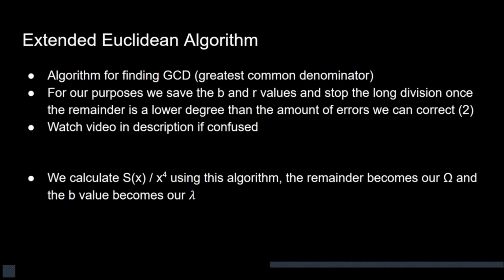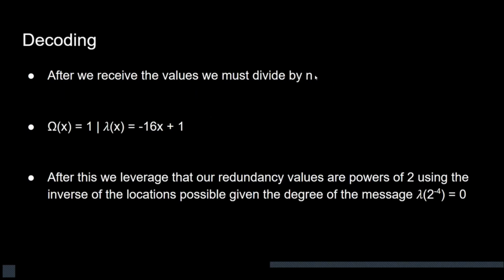This algorithm is used for finding greatest common divisors, and for our purpose, we will save the b and r values and stop the long division once the remainder is of lower degree than the number of errors that we can correct. We calculate syndrome divided by x to the 4th using this algorithm, and the remainder becomes our magnitude, and the b value becomes our locator. After decoding, we must divide by n, which we put on both sides prior to this, and then the magnitude becomes 1 for our example, and the locator becomes negative 16x plus 1.